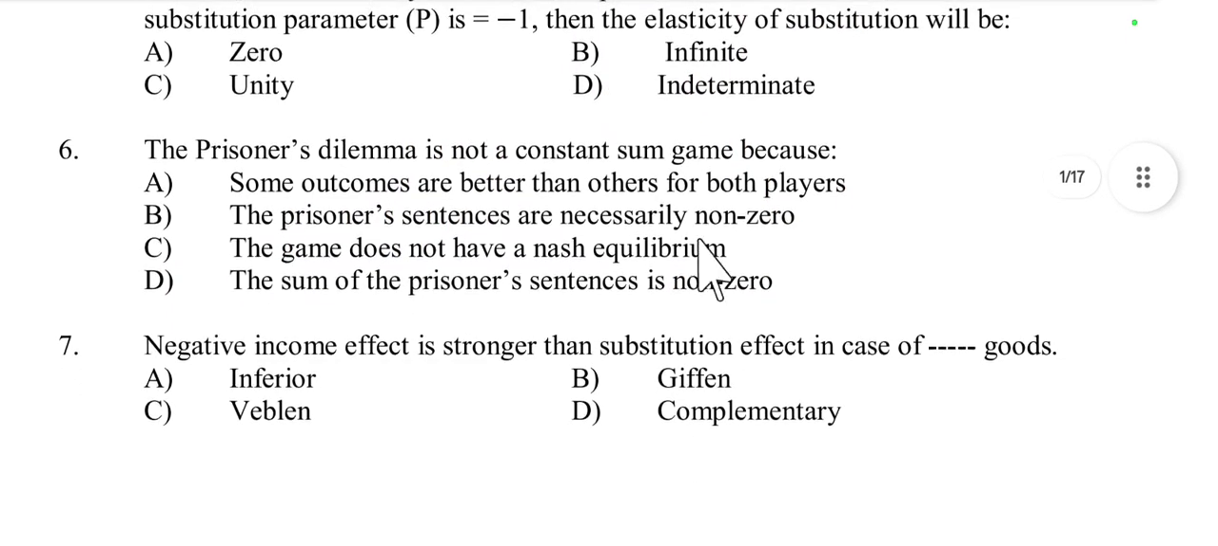Then question number 6. The prisoner's dilemma is not a constant sum game because: some outcomes are better than others for both players, or the prisoner's sentences are necessarily non-zero, or the game doesn't have a Nash equilibrium, or the sum of the prisoner's sentence is non-zero. So here the question asks why prisoner's dilemma is not a constant sum game.